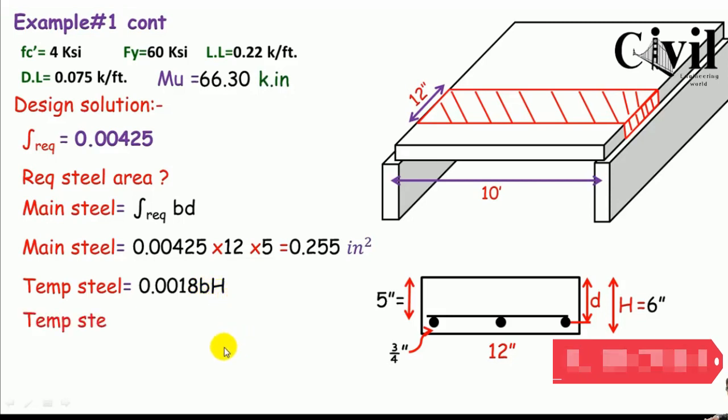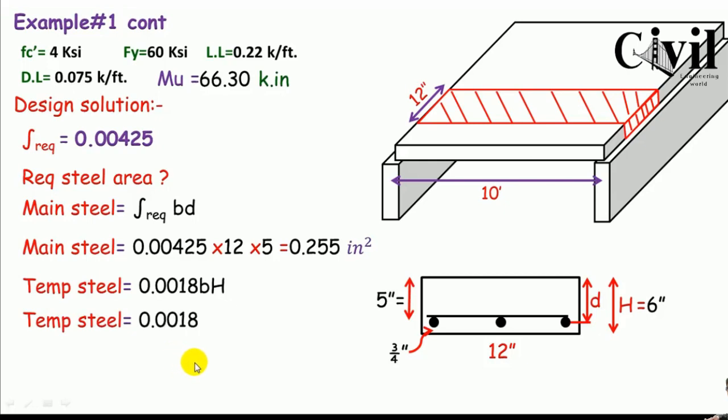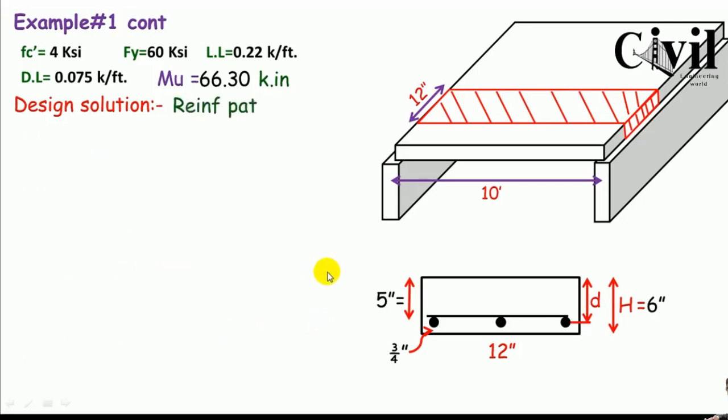So the temperature steel, by putting all these values, we have got the value, which is 0.1296 inch square. So now we have calculated the temperature steel and also the main steel. Now we go to the design solution for the reinforcement pattern and the number of bars.